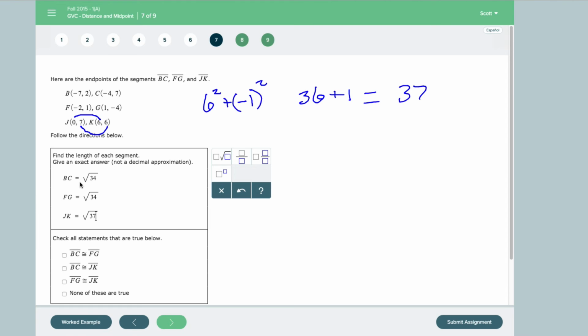Now which ones are the same? BC and FG are the same. So BC and FG, and that's the only one I'm going to check because none of the rest are the same.